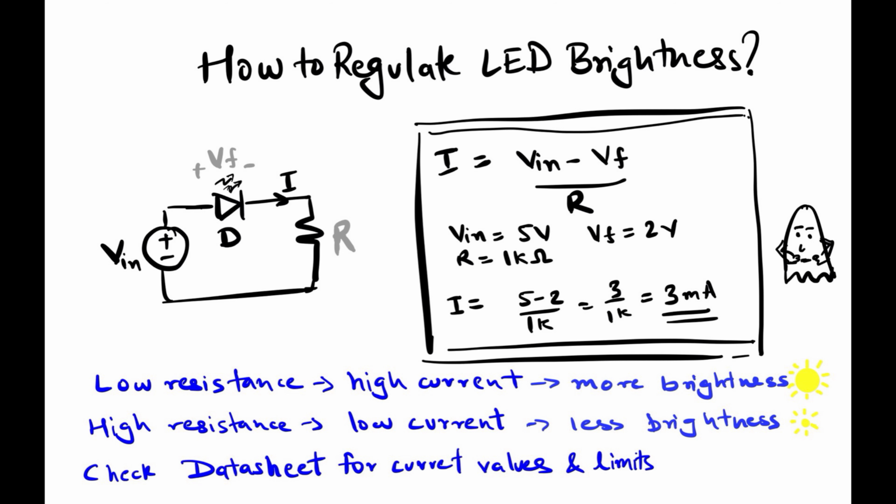The datasheet of the LED provides the recommended current values. It also provides information about the current limits for the LED because a very high current can heat up the LED and potentially damage it.